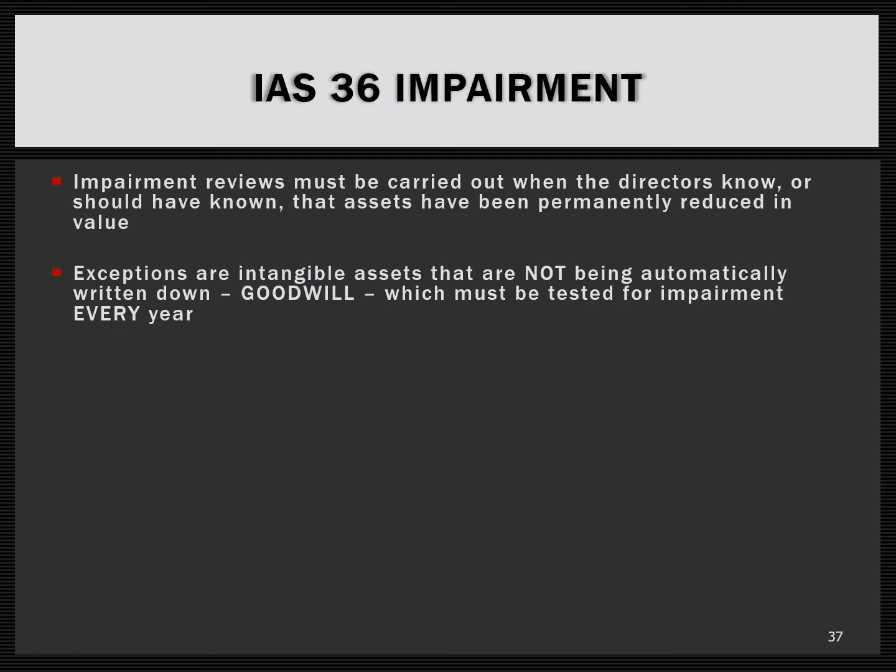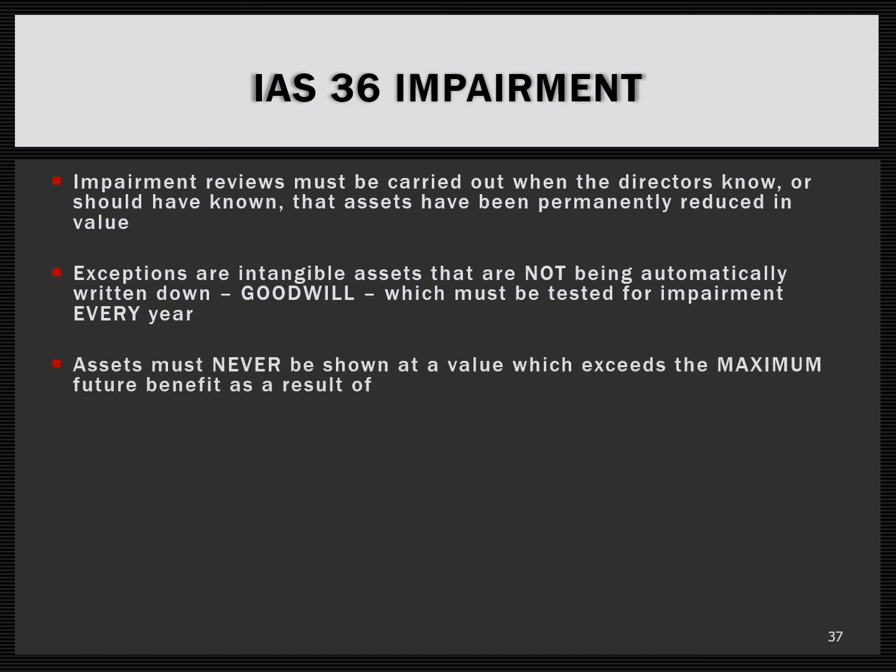The only exceptions are intangible assets that aren't being depreciated or amortized every year, goodwill in particular, and in that case an impairment review must be carried out every year before the accounts are finalized. There's no requirement for the directors to think that it's been reduced in value. An impairment review must be carried out each and every year for goodwill.